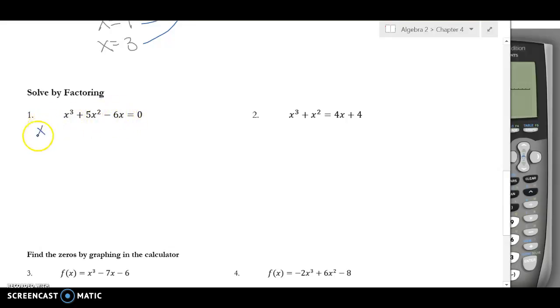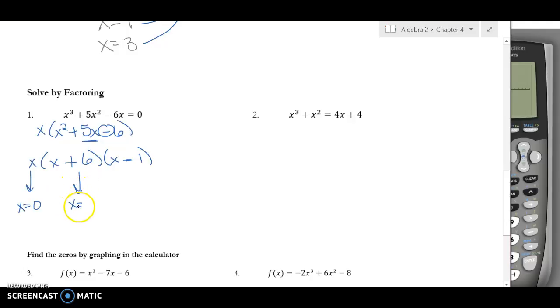So if you notice, I have an x, so I could take out an x in each thing. And now I'm looking for my factors of 6 that subtract to give me 5. That's right, those are 6 and 1. And the only way I can get a positive 5 is if I have a positive 6. And then I just do the opposite. So this one's 0. This one is -6. And this one's 1. And so those are my 3 answers.